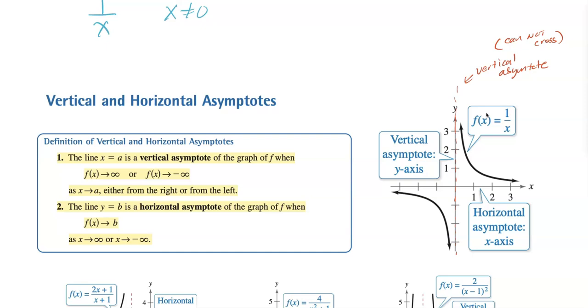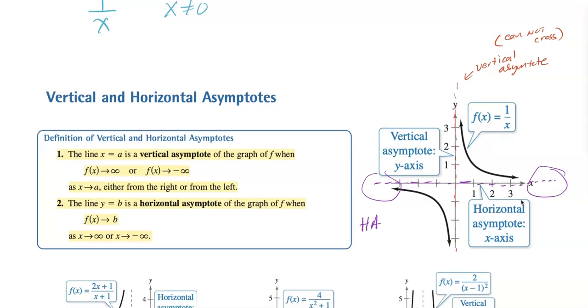But there's also a horizontal asymptote right here. That's actually treated very differently. You can cross it. You don't always do. A lot of times you don't cross a horizontal asymptote, but you can. What the horizontal asymptote does is it tells you what happens at the end points. That's all a horizontal asymptote does.